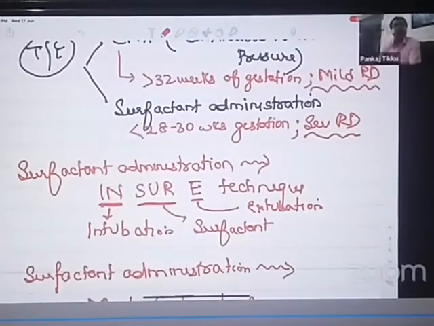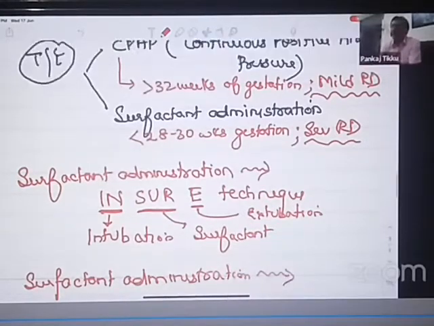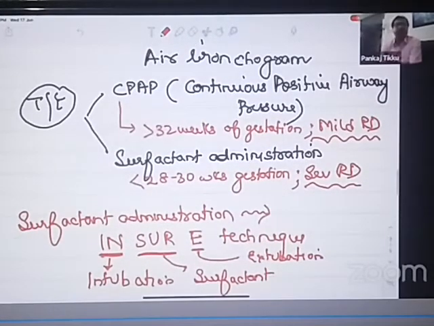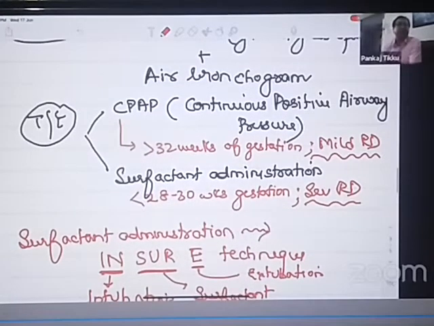Surfactant administration usually is recommended when the child is less than 28 weeks of gestation or when there is very severe respiratory distress. In all cases of mild respiratory distress or when the child is more than 32 weeks of gestation, a minimally invasive technique such as a CPAP technique can be helpful. What is the full form of CPAP? Continuous positive airway pressure.